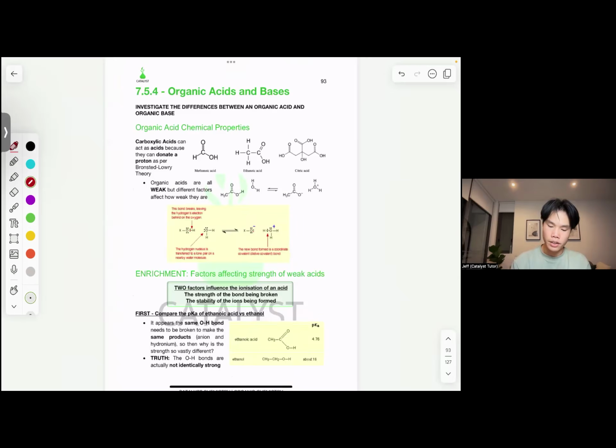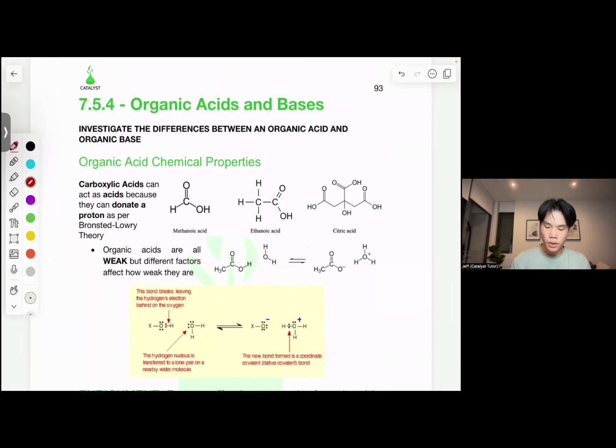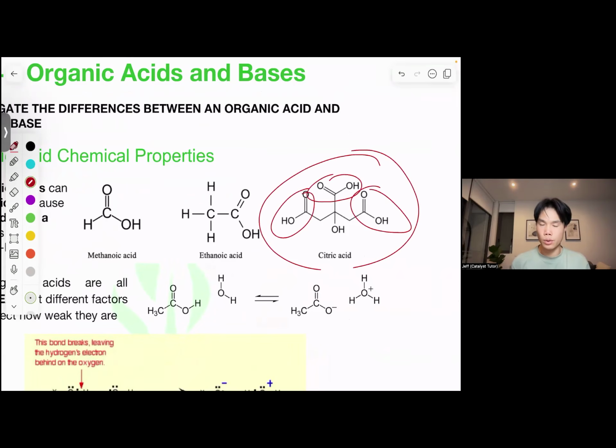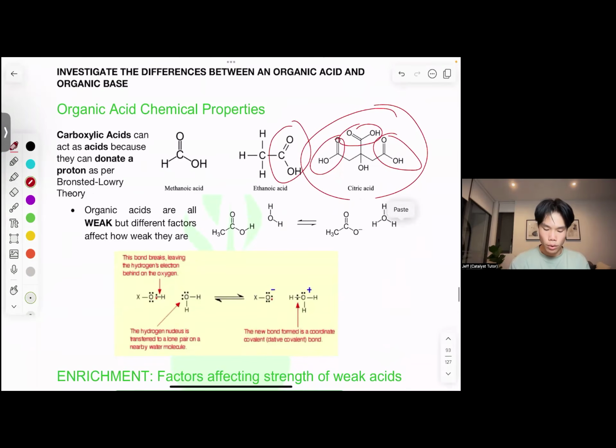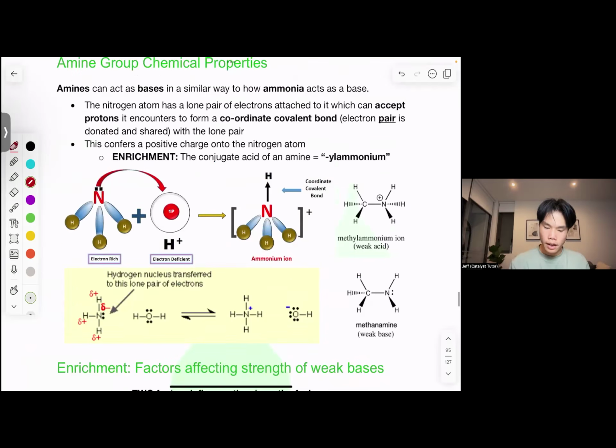Okay, organic acid and base. Big takeaway is carb acids are weak acids, acting as Bronsted-Lowry acids, can make hydronium in water. Helps us to understand what citric acid is, we said yesterday. Citric acid is 3 carboxyls, which helps us to understand why citric acid is triprotic, and ethanoic acid only has 1 carboxyl, so that's why it's monoprotic. We don't really need to worry about the strength.